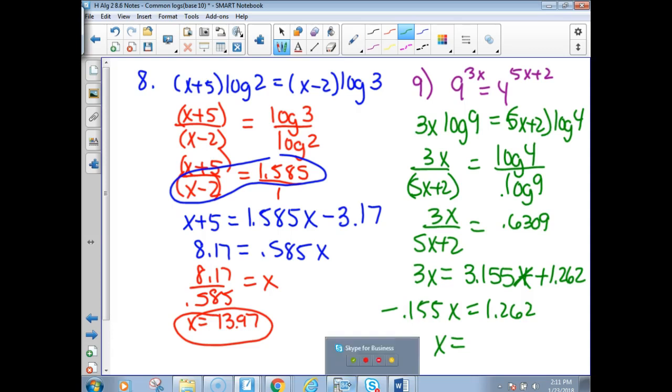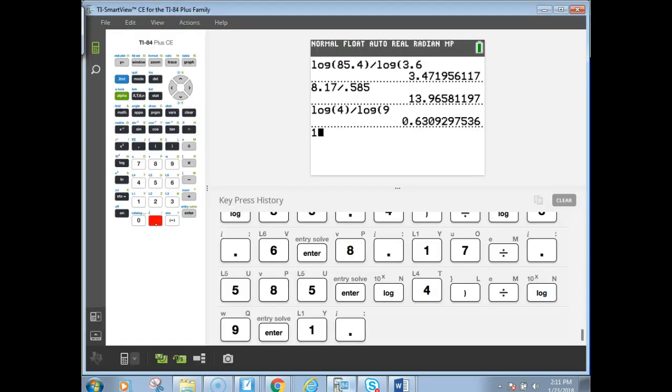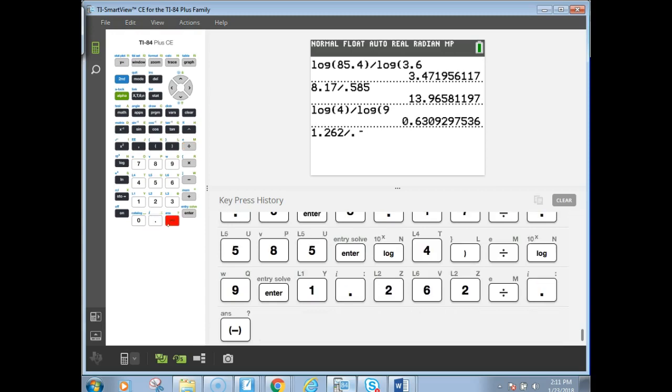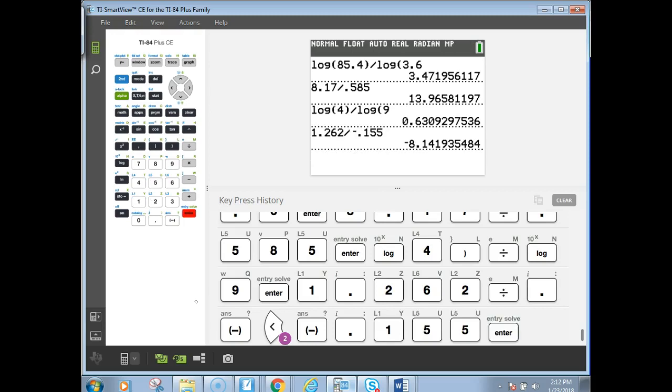All right, so grabbing your calculator, 1.262 divided by, what was it? I didn't do it the same way when I did it in my notes. So could you guys just tell me so I don't have to look back? Negative. Oh, I can't put the negative sign there. I'm talking to myself. Negative 0.155. Is that it? Okay. Did you guys get negative 8.14? Okay.